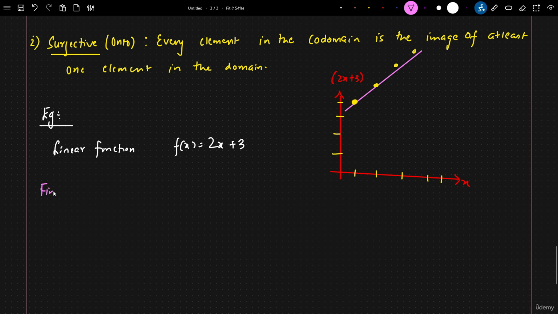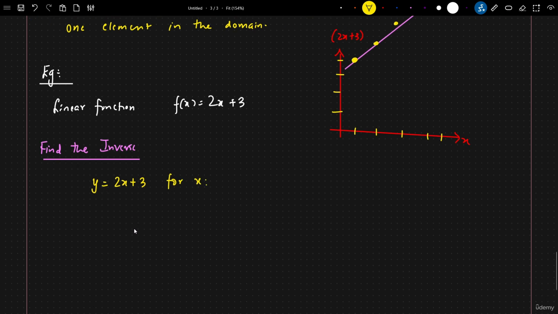Now, in order to find the inverse for this linear function, we have to see whether it has an inverse or not. So we will go ahead and solve the equation. Instead of f of x, I will write y is equal to 2x plus 3, considering f of x is equal to y. Now we will try to solve this for x. So let's go ahead and solve this.